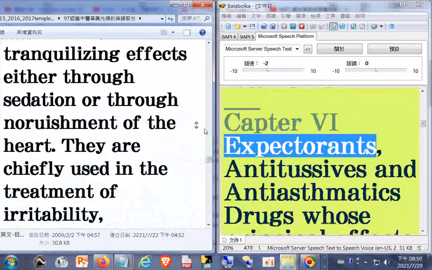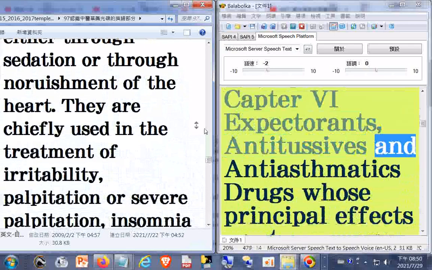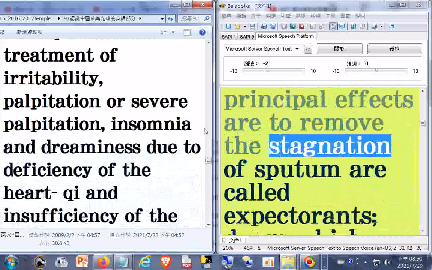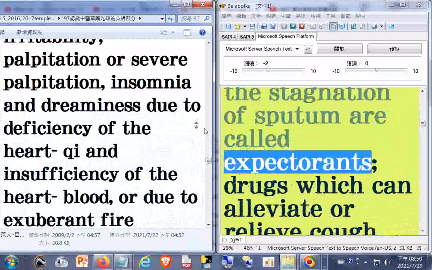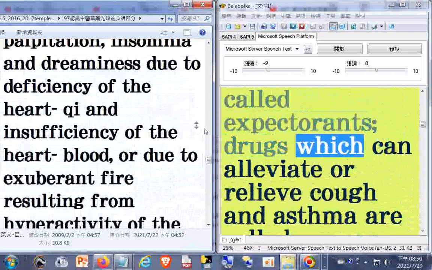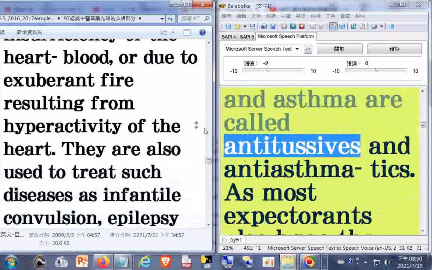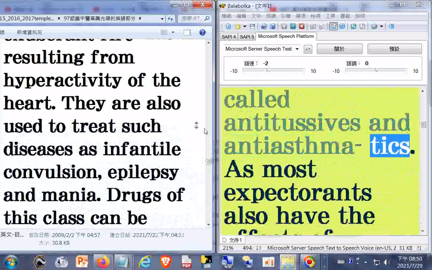Chapter 6: Expectorants, Antitussives and Antiasthmatics. Drugs whose principal effects are to remove the stagnation of sputum are called expectorants. Drugs which can alleviate or relieve cough and asthma are called antitussives and antiasthmatics.